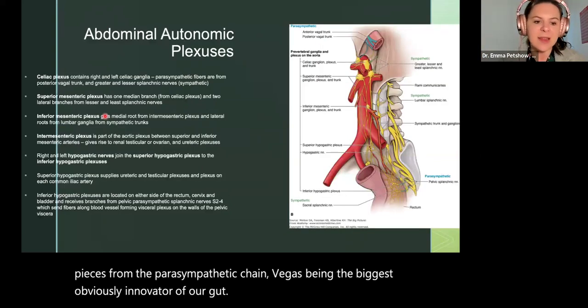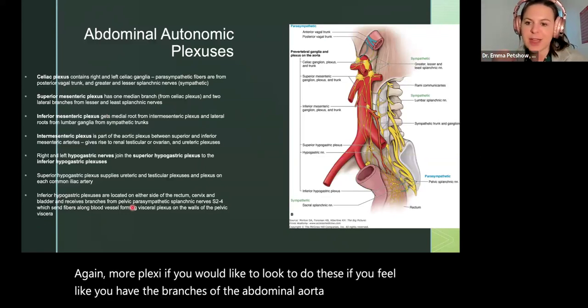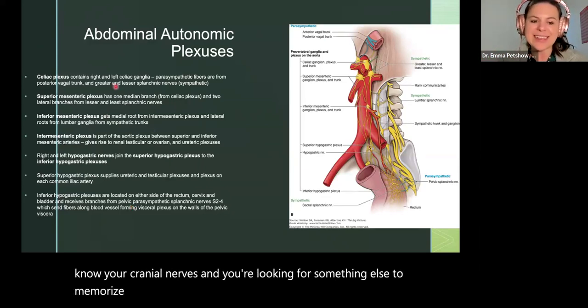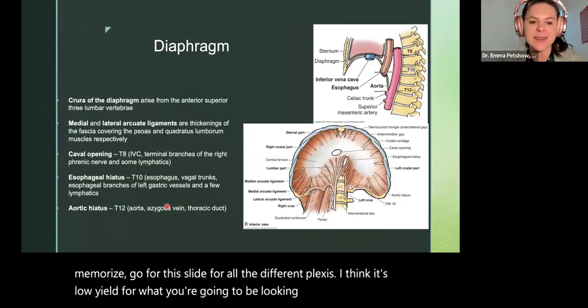Again, more plexi. If you would like to look through these, if you feel like you have the branches of the abdominal aorta down, you know your cranial nerves, and you're looking for something else to memorize, go for this slide for all the different plexes. I think it's low yield for what you're going to be looking at for your test.